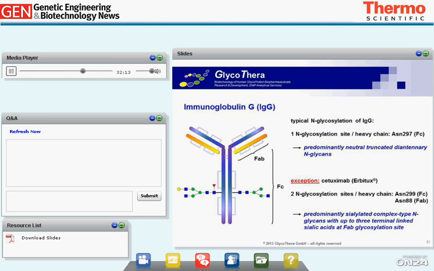Typically, antibodies have one N-glycosylation site in the Fc fragment with predominantly neutral truncated glycan structures. But there are also some exceptions, and one of them is cetuximab, sold under the trade name Erbitux, which has another N-glycosylation site at the Fab fragment containing predominantly sialylated complex type structures. These glycan structures are therefore analyzed via HPAE-PAD.